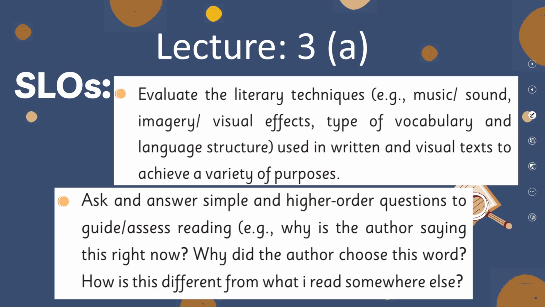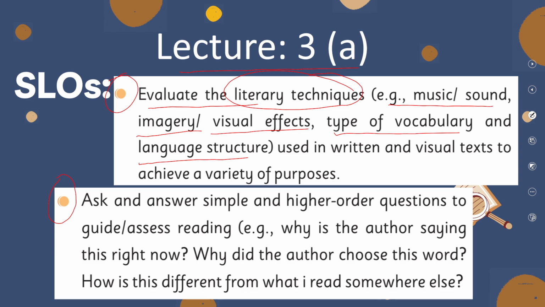Now, moving on to lecture number 3A, we will see these two SLOs. One is that you evaluate the literary techniques, for example, music or sound, imagery or visual effects, type of vocabulary and language structure used in written and visual text to achieve a variety of purposes. So we will be focusing on the literary techniques, and we will see different aspects of it like illustration, imagery, etc. We will also talk about why such language is used and why the structure is that way.